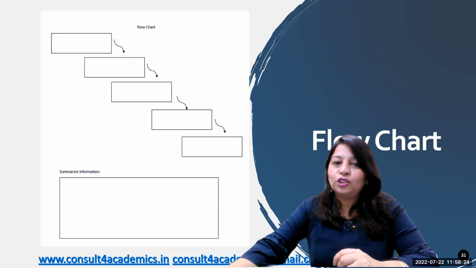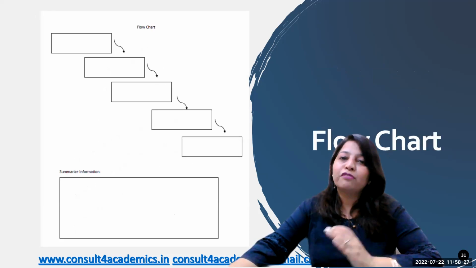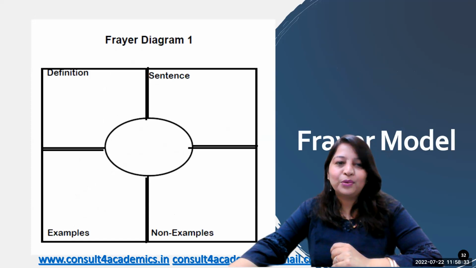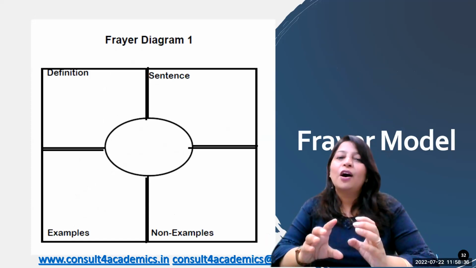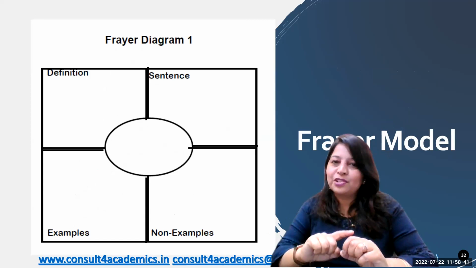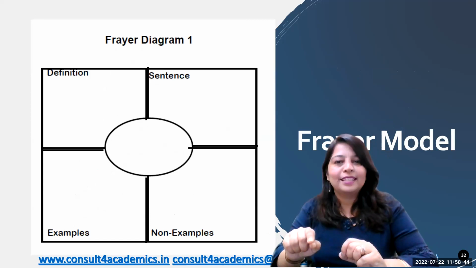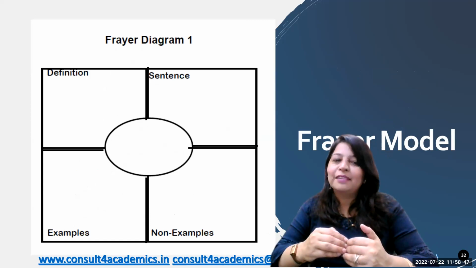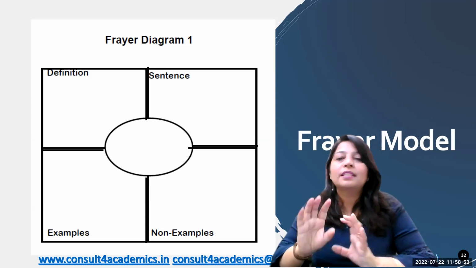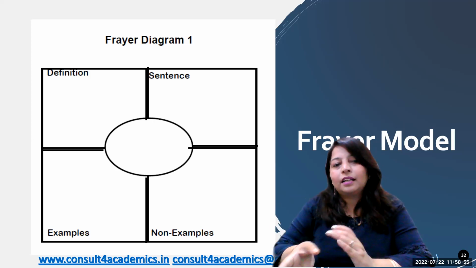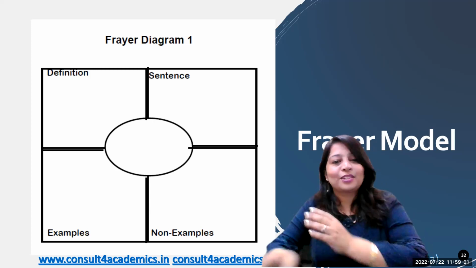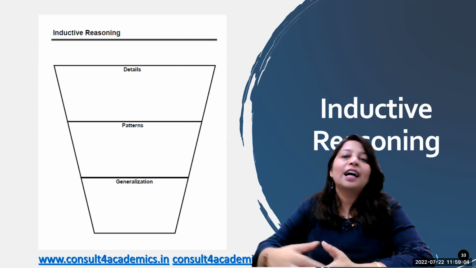Now, next is the flow chart. They have to show the flow of the information, the sequencing, and then they will be summarizing the same. Frayer model, we have been doing it earlier too. They have to give the definition of the word, of the term that will be writing in the center in the oval, definition, then sentence, examples, and non-examples, right? I have already shared in examples, they will be writing examples of a particular term, and in non-examples, the examples that are not related to that term, so that they should know what it is and what it is not. Now, moving ahead, inductive reasoning.